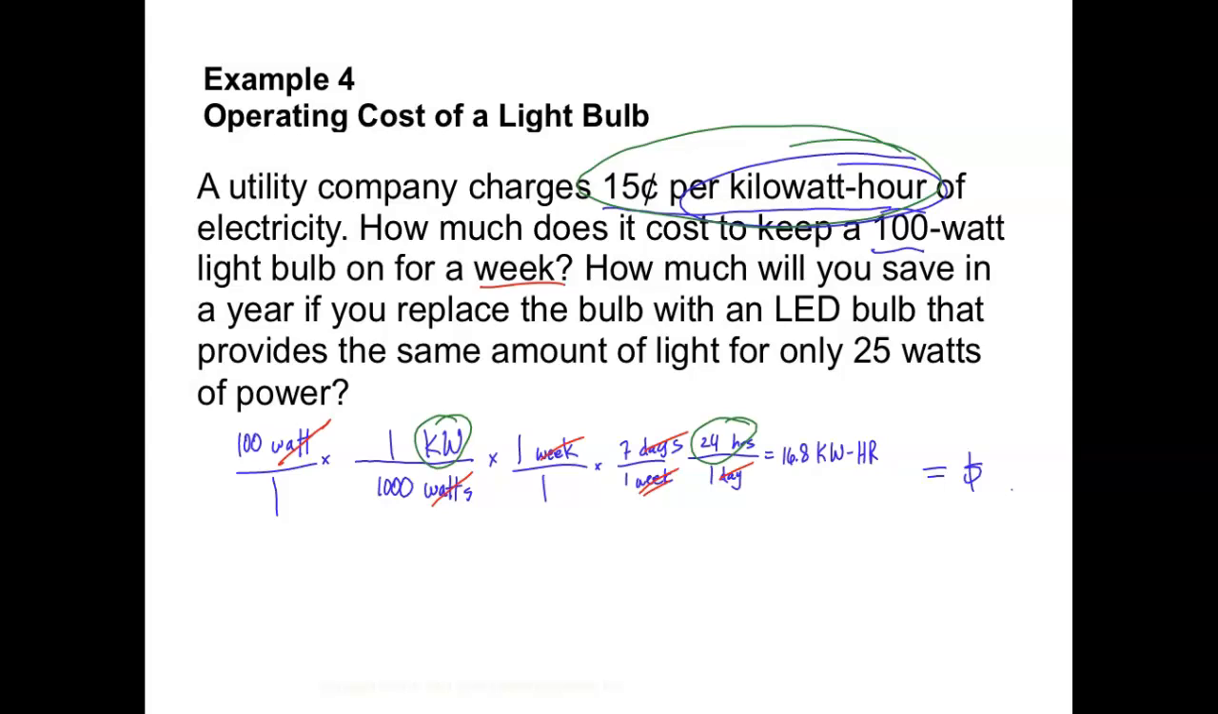All right, so let's go. We have our 16.8 kilowatt hours. We're going to multiply that by our cost rate, which is 15 cents per hour. Sorry, per kilowatt hour. So this will get us, cancel out our kilowatt hours and put us in terms of cents.